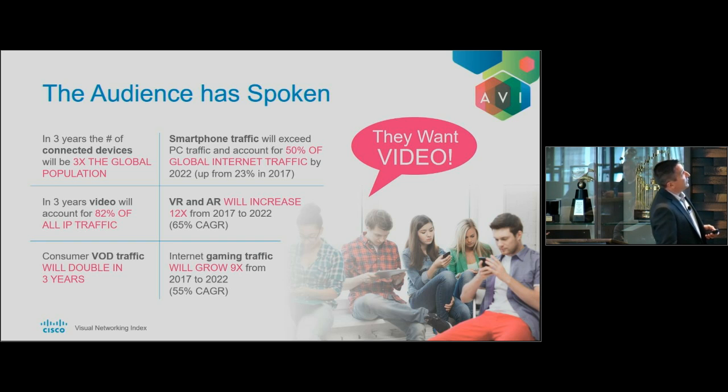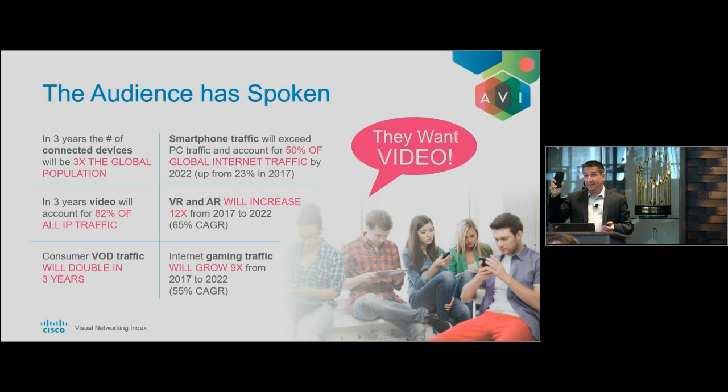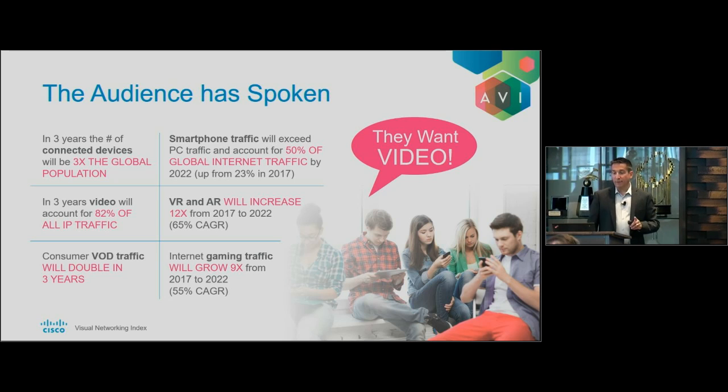Smartphone traffic will exceed PC traffic and account for 50% of global internet traffic by 2022. That means we're choosing this more than we're choosing our PCs. In fact, in 2018, PCs accounted for about 41% of total IP traffic. In 3 years, they will only account for 19%, cutting that number in half.